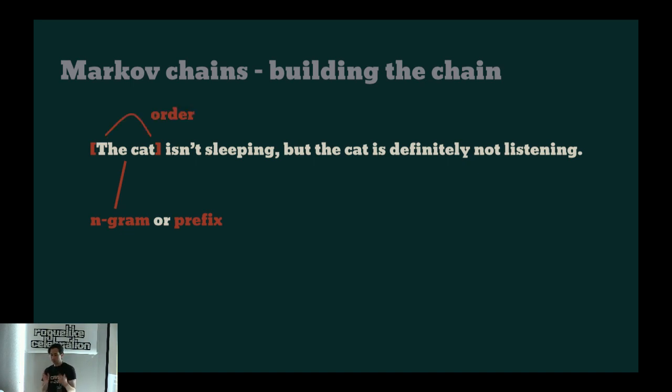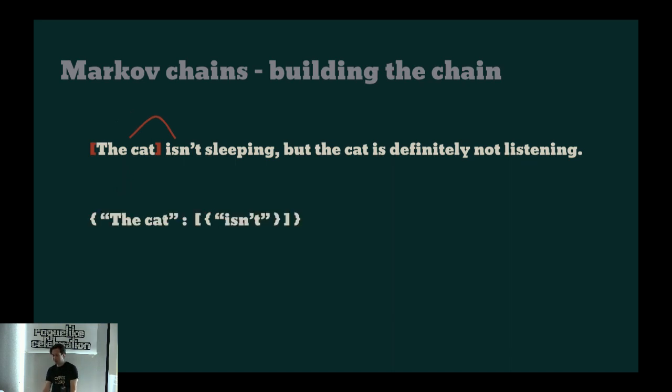So the number of units in your n-gram, or the number of words in your n-gram in our case, is called the order. And the order is a property of the chain, and you can vary the order to change how predictable the text is that you end up generating. So if your order is big enough, you would just reproduce the text that was originally in your corpus. And for the text generator I wrote for Caves of Qud, and for the example I'm going to show you here, the order is 2. Okay, so what do we do?